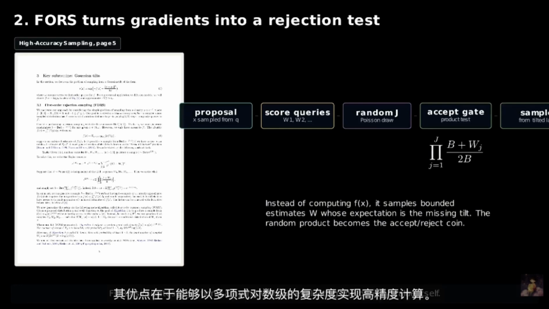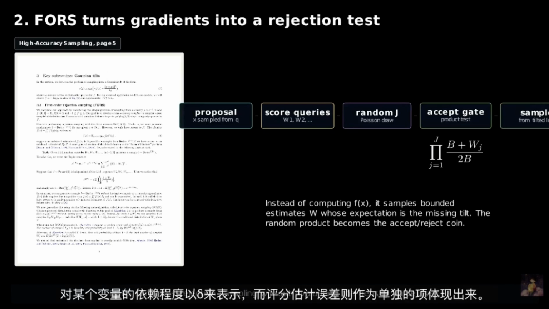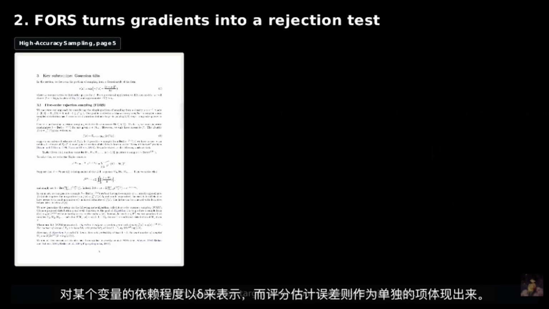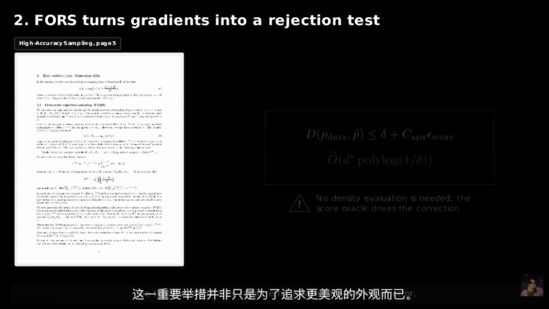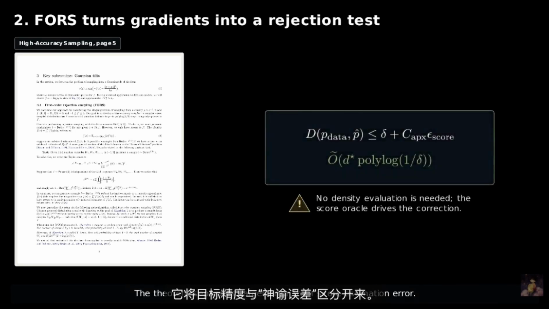The payoff is high accuracy with a polylogarithmic dependence on 1 over delta, while the score estimation error remains visible as a separate term. The important move is not a prettier bound. It is separating target accuracy from the oracle error.